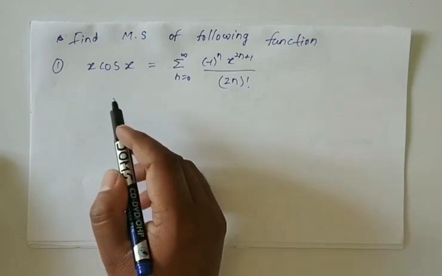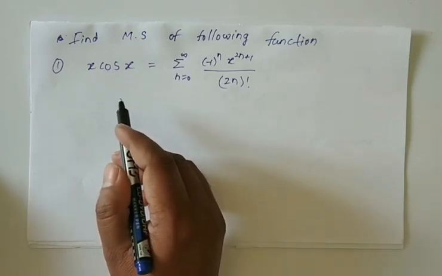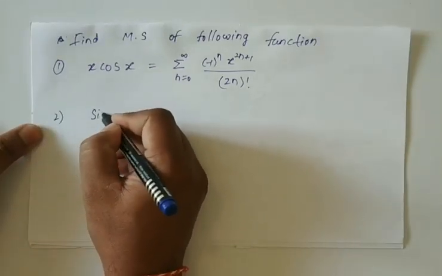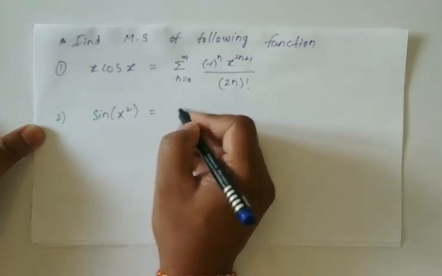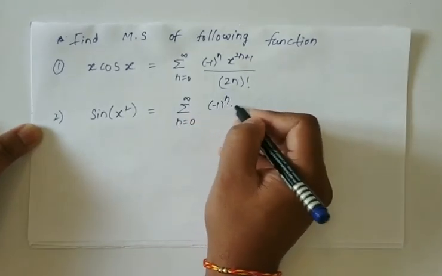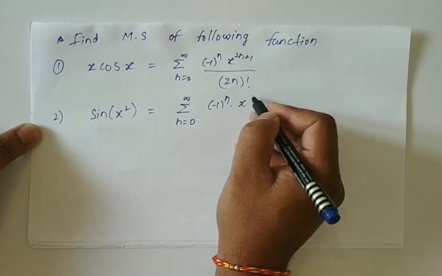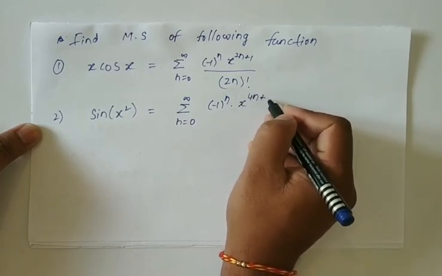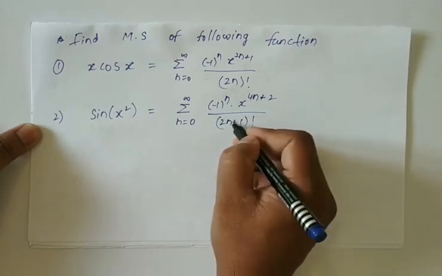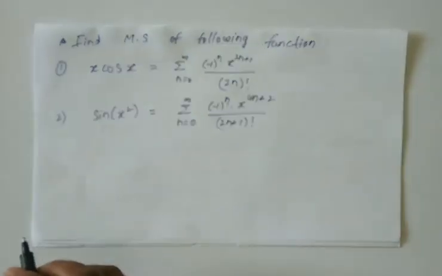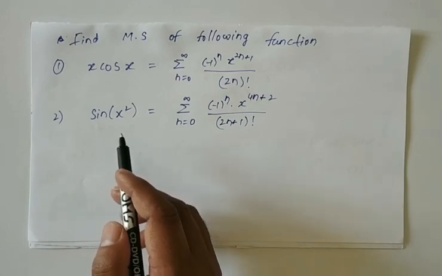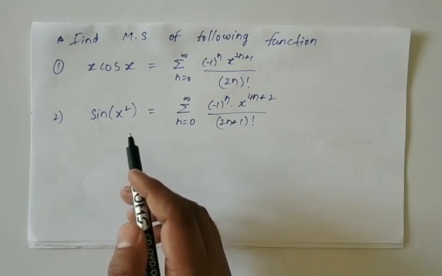Okay, please try these problems. Okay, don't use shortcut method. Second one, sin of x square. I will give you the answer: summation n is equal to 0 to infinity, minus 1 whole power n, x power 4n plus 2 by 2n plus 1 factorial. Okay, sin of x square. For finding Maclaurin series for sin of x square, you just have to substitute x square for x in the Maclaurin series of sin x. That's all.